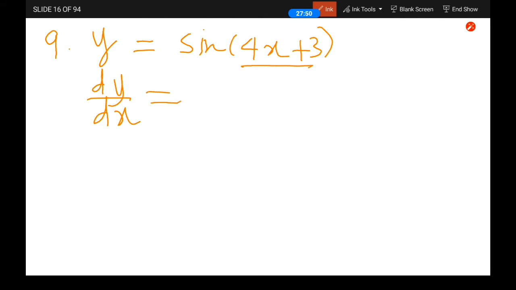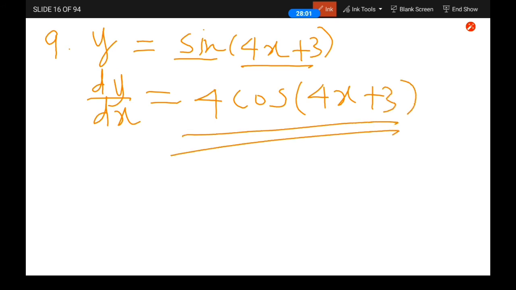Differentiate the inside. That gives us 4, right? Differentiate sine. That is cos. Then write everything back. Yeah, so you have known that now. Good. So we can move on to question 10.